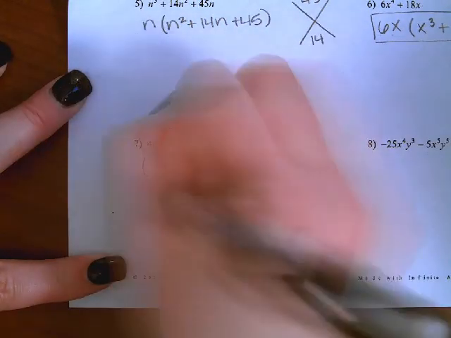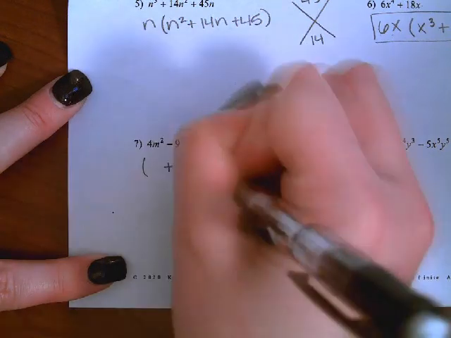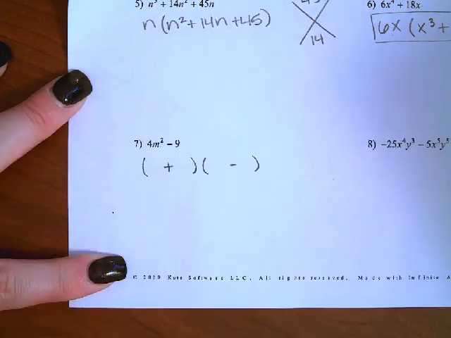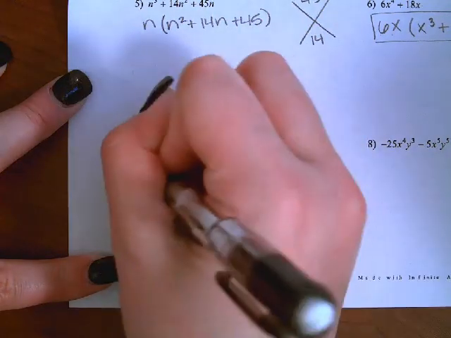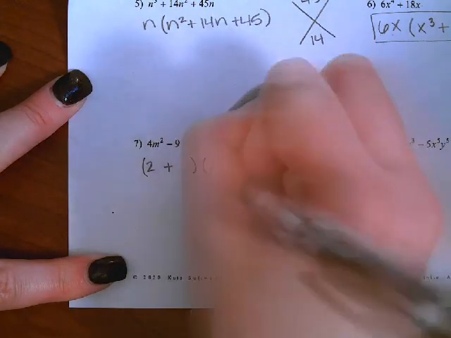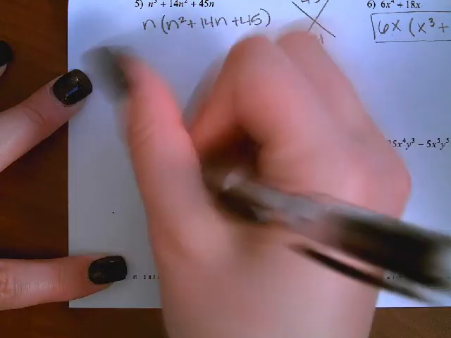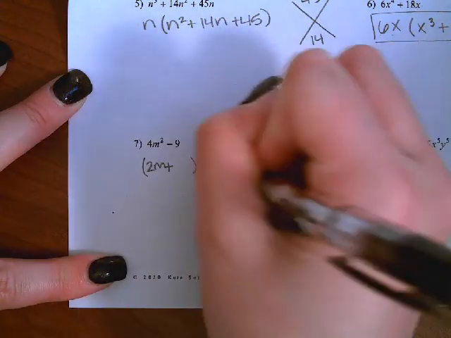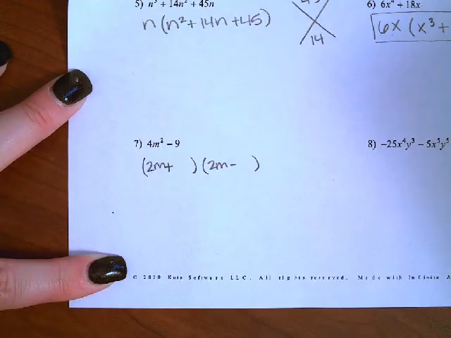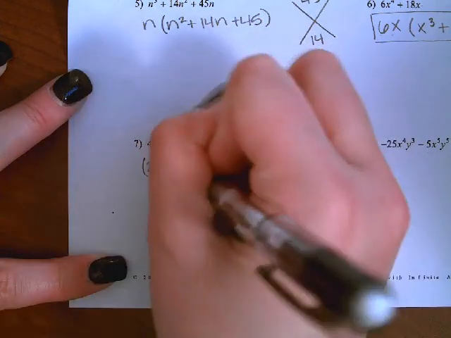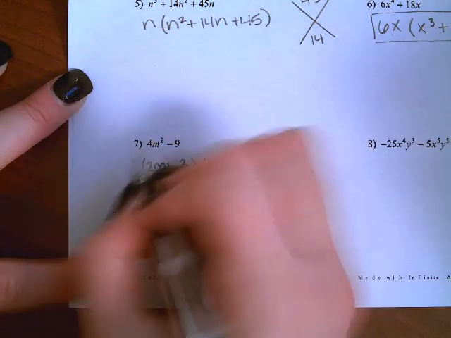That means I have two sets of parentheses, one with a plus, one with a minus. The square root of 4 is 2, so I'm going to put a 2 and a 2. The square root of m squared is m, so I have an m and an m. The square root of 9 is 3, and I'm done.